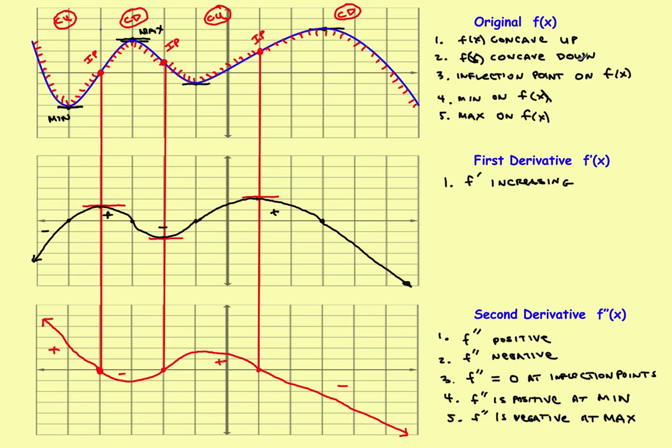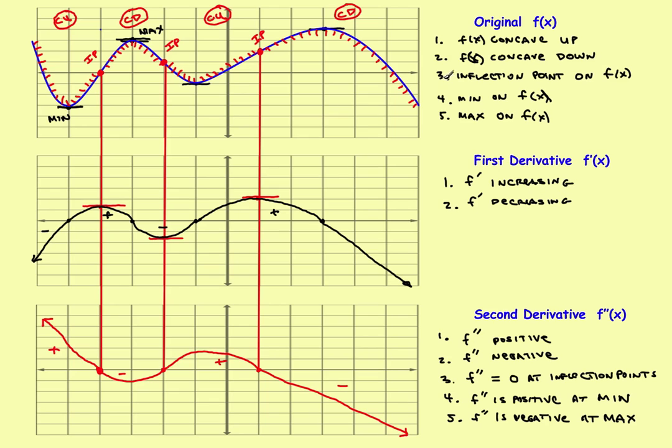Now, let's take a look where it's concave down. Where the original function is concave down, in this interval right here, the first derivative is decreasing. So on step number 2, if the original function is concave down, that occurs where f prime is decreasing. So just a relationship between these two.